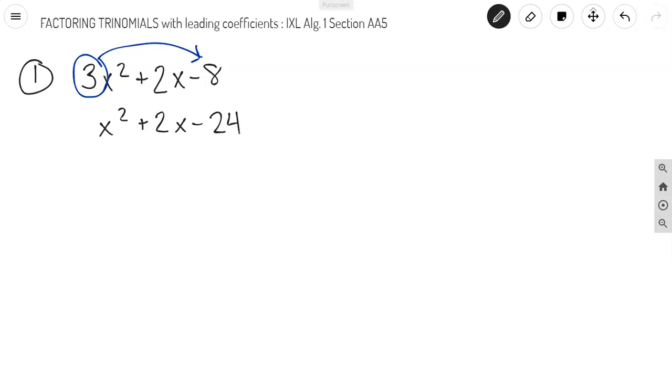Now from here, I'm going to go ahead and factor like I did in my last video, just like it's a regular trinomial. So I'm going to make my little t-chart. I've got to think of something that adds to give me 2, but multiplies to give me negative 24. So I'm going to go through my factors of 24. Let's see, 3 times 8. I would need my negative to be on the larger number because I need it to be positive when I add them.